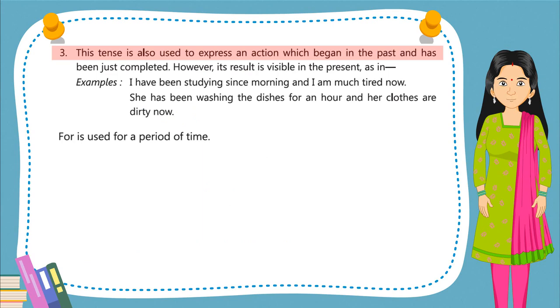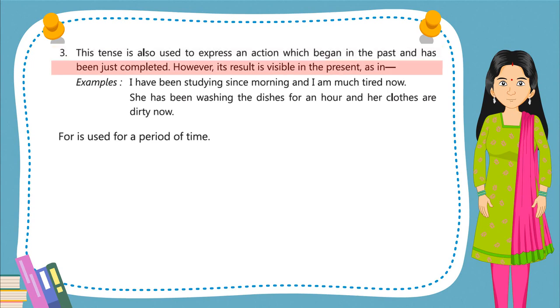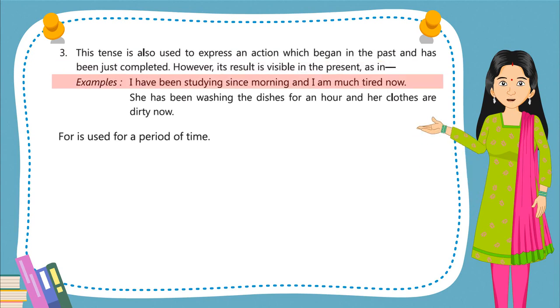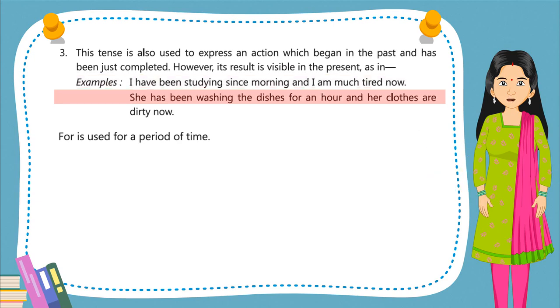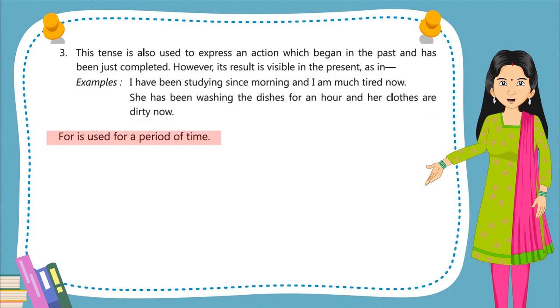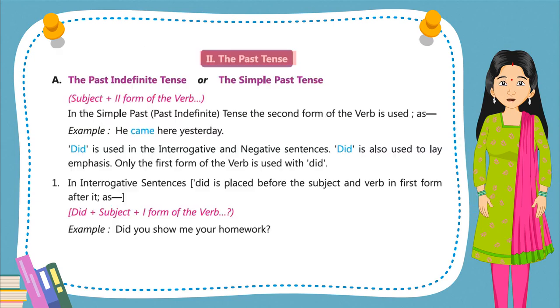3. This tense is also used to express an action which began in the past and has just been completed. However, its result is visible in the present, as in examples, I have been studying since morning and I am much tired now. She has been washing the dishes for an hour and her clothes are dirty now. For is used for a period of time.